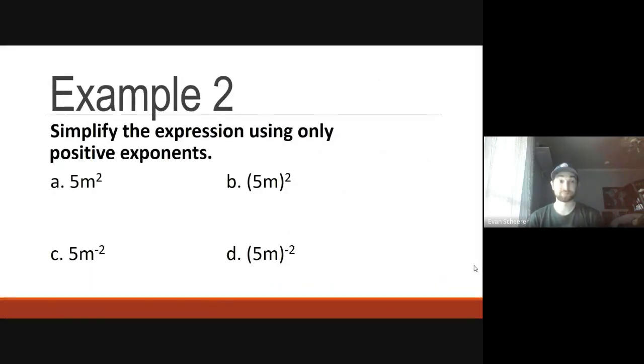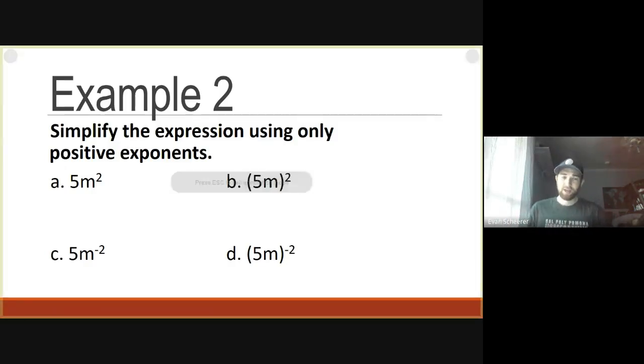So let's do a couple more examples, and notice it says positive exponents only. We want to make sure we always have positive exponents. We don't like negative exponents. We hate negative exponents. So what we're going to do is change them so that they are positive, right? So A, simplify the expression using only positive exponents. Well, A is done. 5m squared. There's nothing you can do with that. So we're just going to put 5m squared.